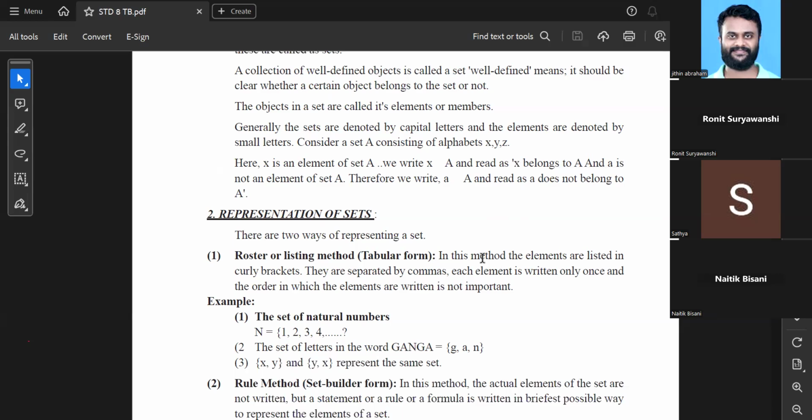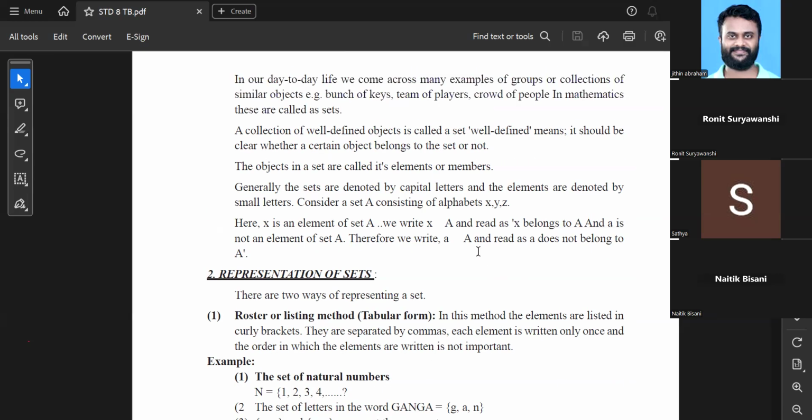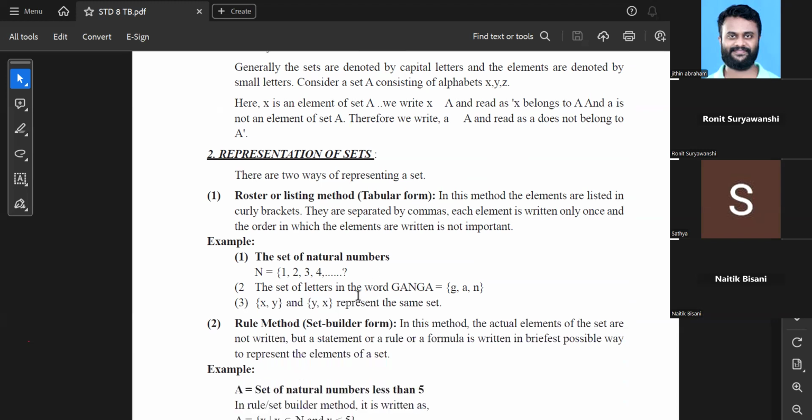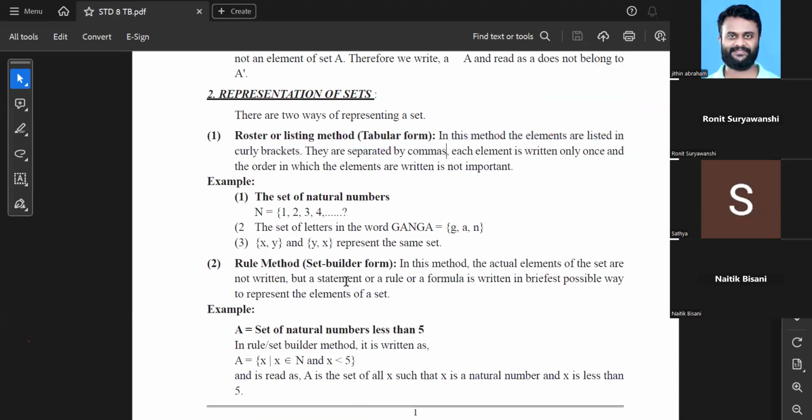So as you know, in the previous class, we had started with the chapter called sets. So what is basically a set? It's basically a group of some elements. To represent the set, there are two different methods. The first method is called roster or listing method. It is also called tabular form. In that, first of all, we give a symbolic representation to the name of the set. For example, in case of natural numbers, we use the symbol capital N.